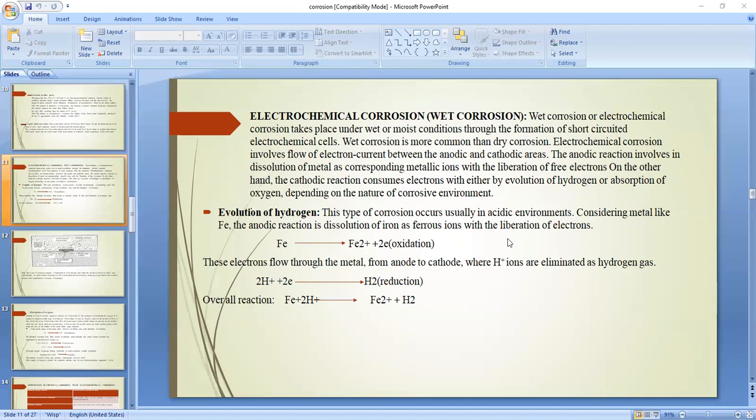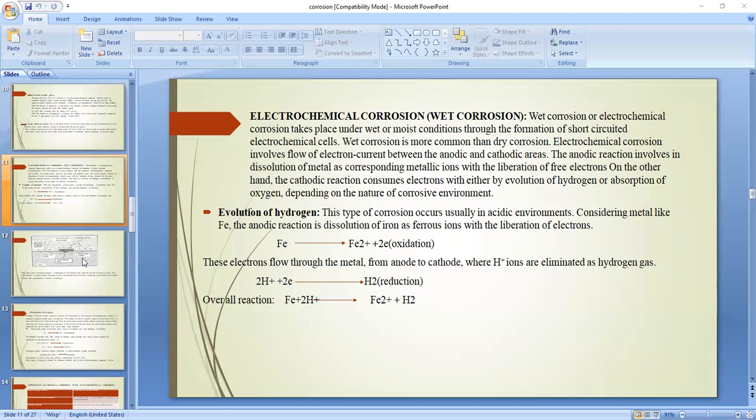Once the electrochemical cell is formed, we know that there are two regions in an electrochemical cell, the anodic region as well as the cathodic region. In the anodic region, oxidation takes place by the liberation of free electrons, whereas in the cathodic region, reduction takes place by consuming the electrons. In the cathodic region, they consume the electrons either by the evolution of hydrogen gas or absorption of oxygen. So the first one, evolution of hydrogen gas.